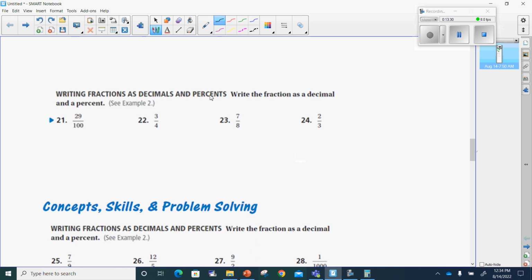Writing fractions as decimals and percents. So this time we are taking a fraction and turning it into decimals, right? Write the fraction as a decimal and a percent. So let's do this one first, 29 over 100. Whenever you see a fraction, it's really a division problem. So this is 29 divided by 100.